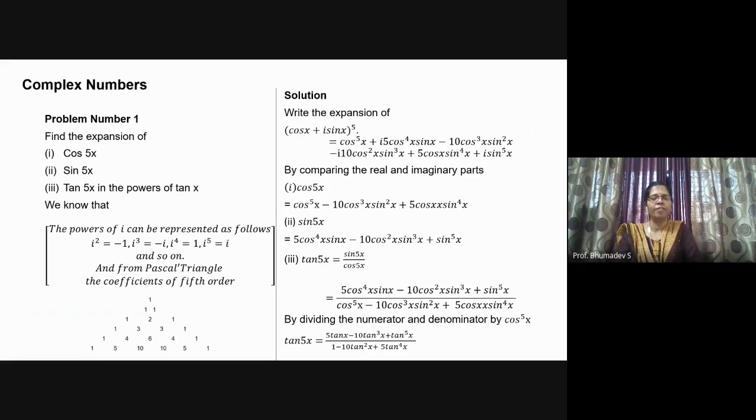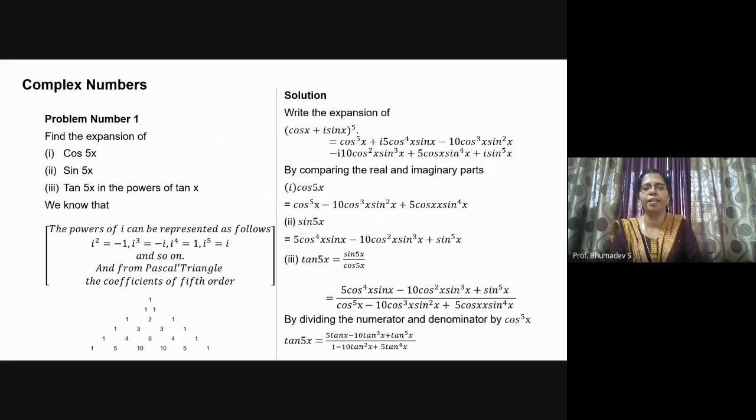And Pascal's triangle till 5th order we will write. The corresponding coefficients we are having are 1, 5, 10, 10, 5, and 1. So just apply the binomial expansion for (cos x plus i sine x) the whole power 5. The corresponding coefficients we are having from Pascal's triangle, and the corresponding powers of i we are having already. So expanding it, we get cos to the power of 5 x plus 5i cos to the power of 4 x sine x minus 10 cos cube x sine square x minus 10i cos square x sine cube x plus 5 cos x sine to the power of 4 x plus i sine to the power of 5 x.